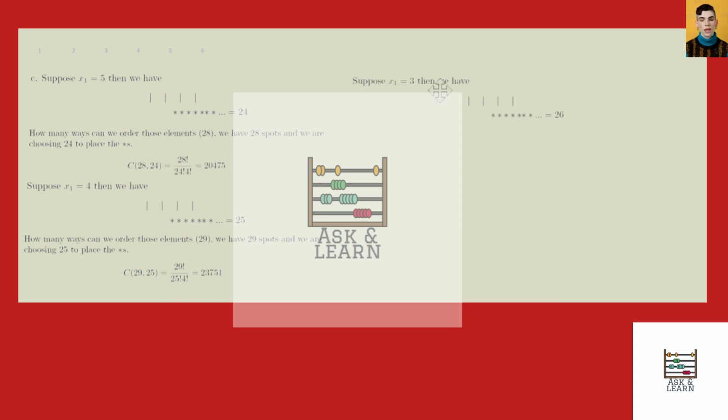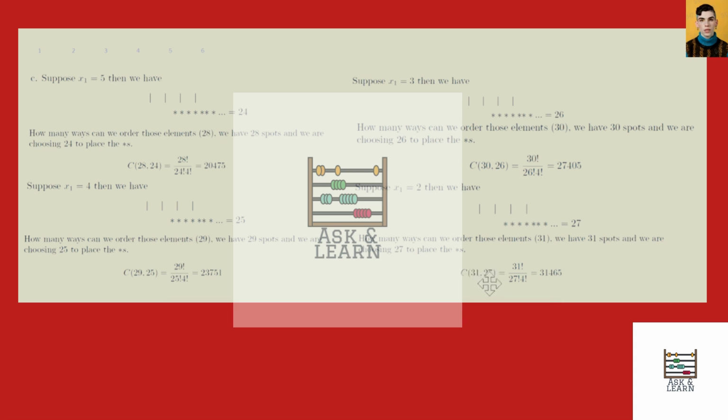Now suppose that x1 has 3 elements. So we have, for the remaining 5 spots, 26 stars to place. So that would be, we have 30 spots and we have to place 26 stars. That is the combinatorial number 30 choose 26, and that's the number. Now, if x1 is 2, we will have 5 spots again and 27 elements to place. That's the combinatorial number 31 choose 27 that has that value.